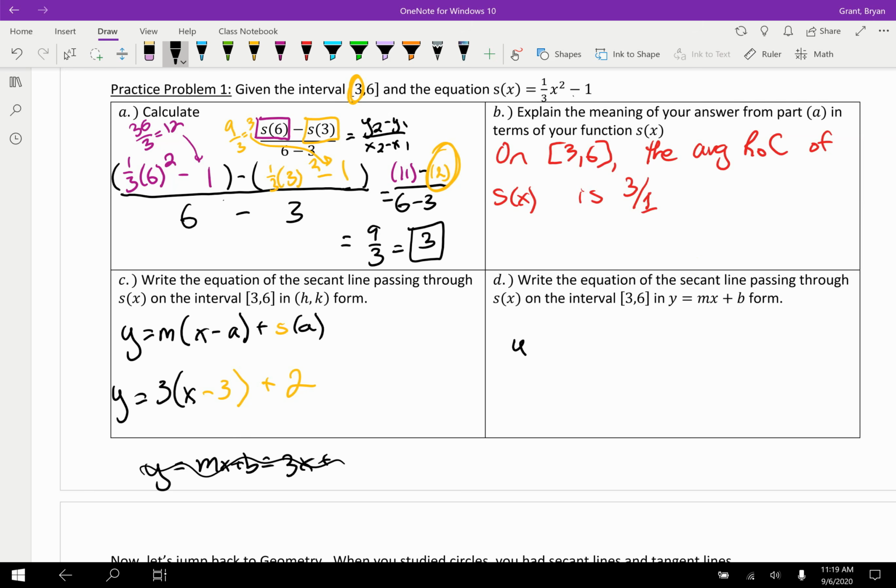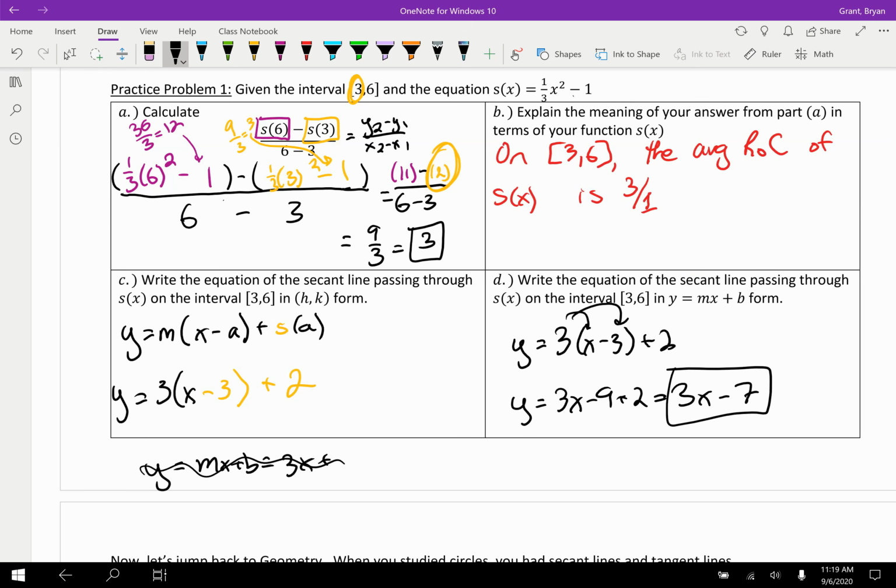Now, if you really did want to find your mx plus b, just start with your HK form, distribute, and we should be just about there. 3x minus 9 plus 2 is going to be 3x minus 7. Let's double check to make sure all that's right and maybe get a visual of what we were doing.